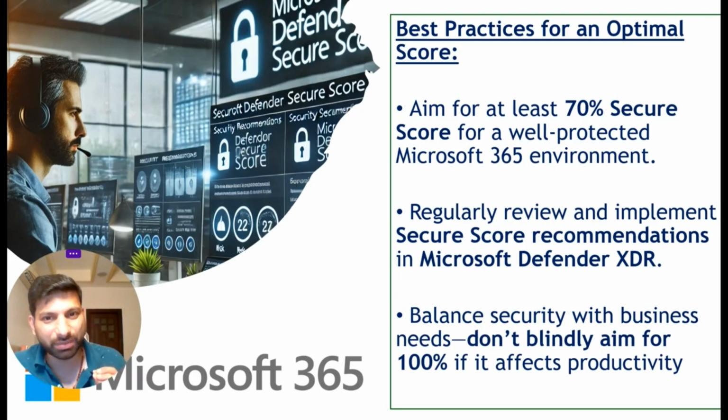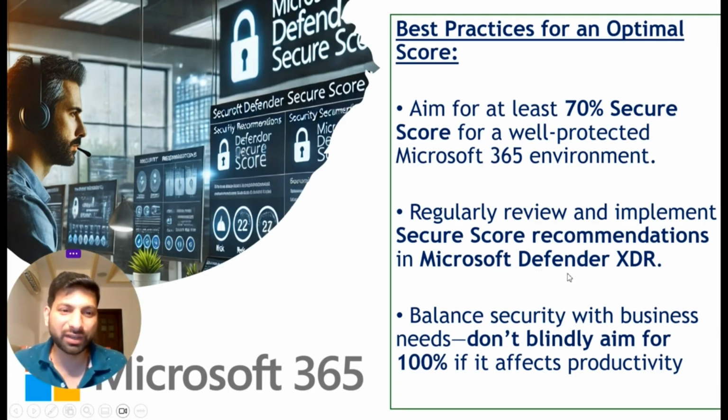Aim for at least a 70% secure score for a well protected Microsoft 365 environment. It should be minimum 70%. It can be above. Most organizations will demand us to set it at 80%. So it is good to have an 80% secure score, but not 100%. Don't blindly aim for 100%, because then you are hardening the security to the highest, and the end user may not be able to do any activity. It may affect their day-to-day activities. So aim for 70% and more, or 80% and more, but not 100%.